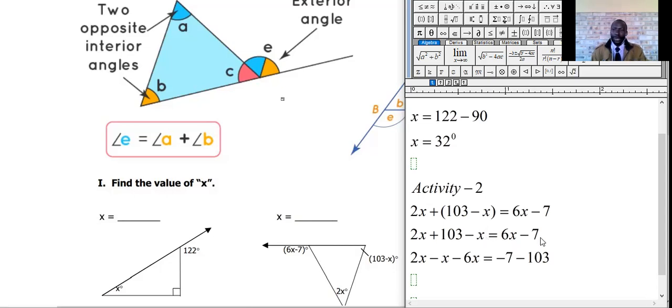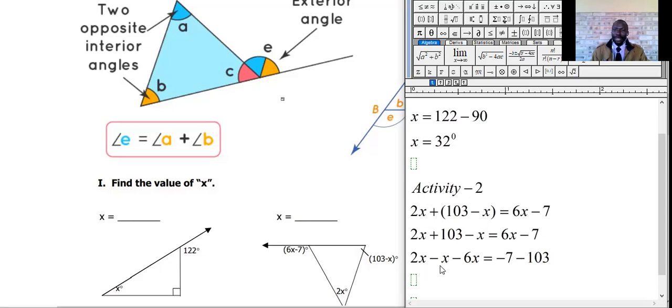The same way on the right-hand side, now we have what? We have negative 7. So we have to transfer 103 onto what? Onto the right-hand side, still in the process of collection of like terms. So in the next step, we now add these quantities up.